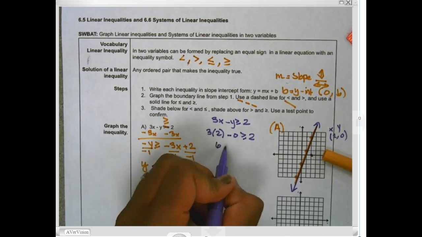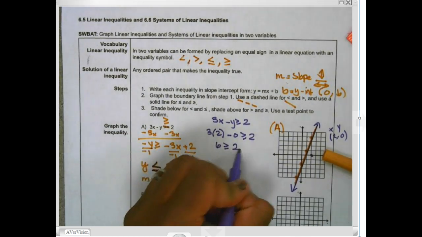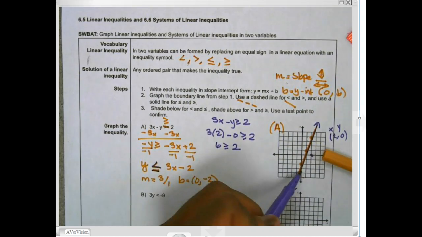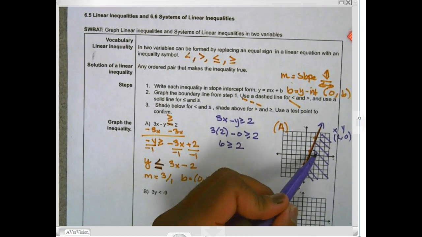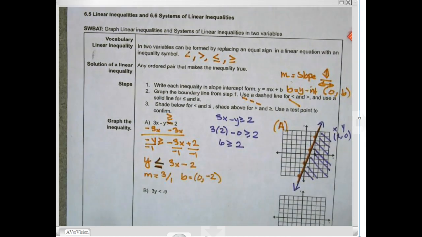This is 6 minus 0. This is 6. Is 6 greater than or equal to 2? Yeah, every day, all day. That means that this side and everything on it is also true. So that's where we will shade.